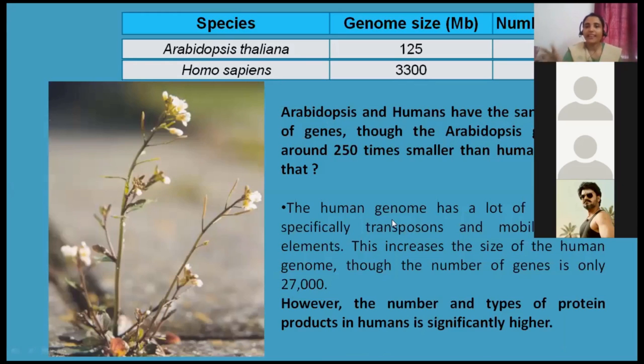So basically, I told you about the junk DNA, right? The human genome has a lot of junk DNA, specifically the transposons and the mobile genetic elements. So this increases the size of the human genome, though the number of genes is only 27,000. So you cannot say that a huge genome size means there will be comparatively more genes. You cannot say that. There might be a lot of junk DNA.